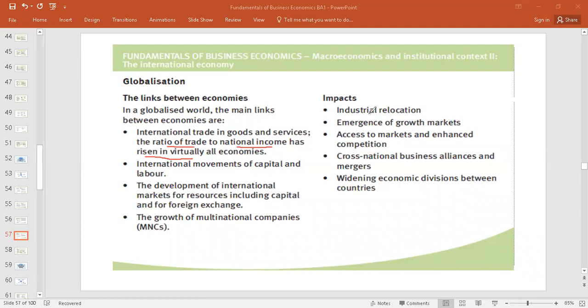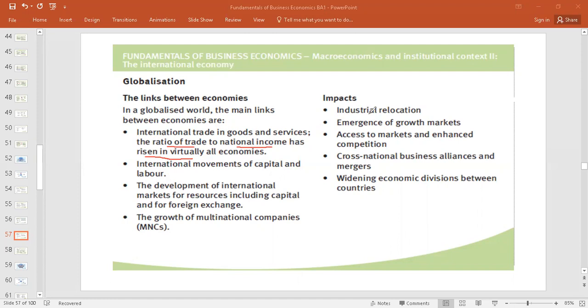Emergence of growth markets, then access to markets and enhanced competition. What was not available earlier now has become possible for the consumers. So consumers are better off now with the access to markets and enhanced competition.